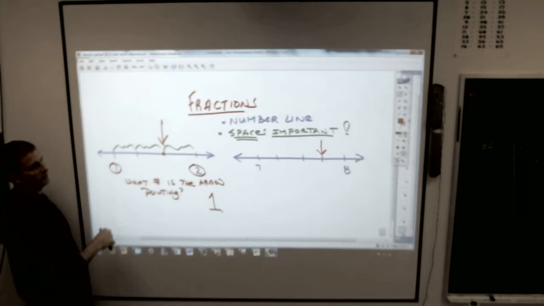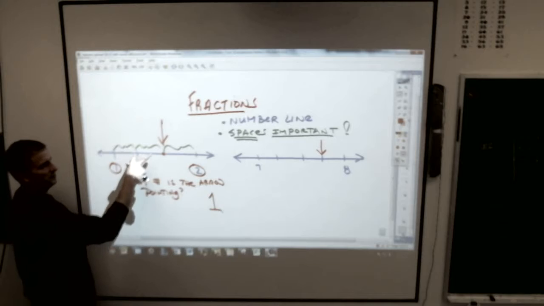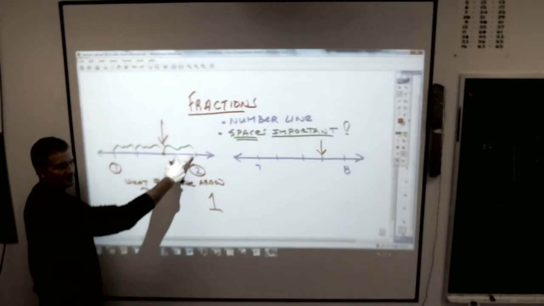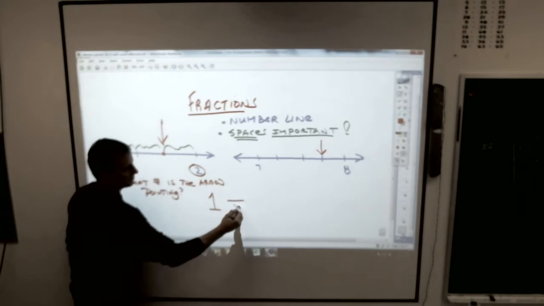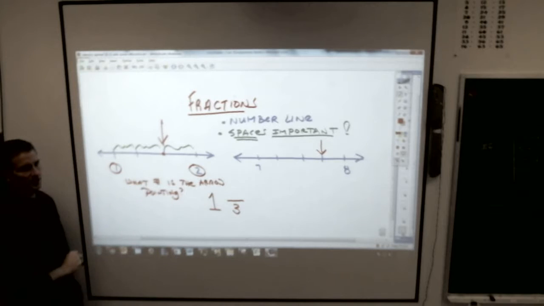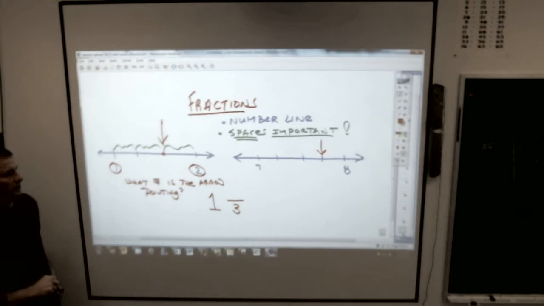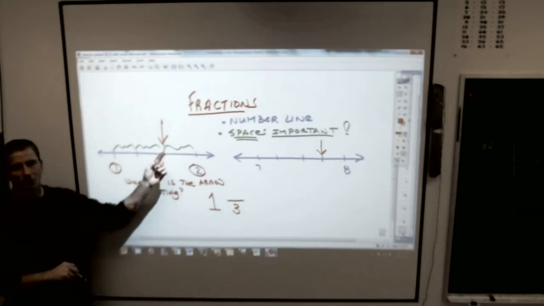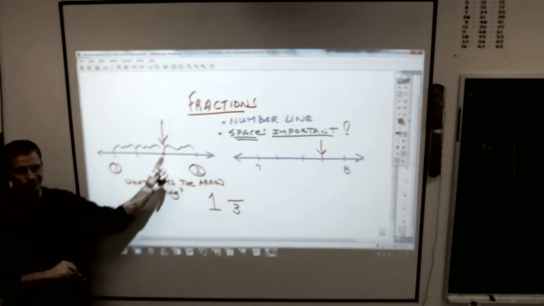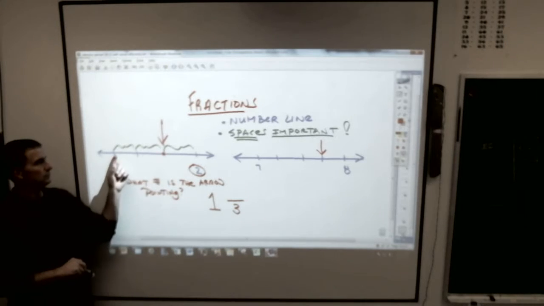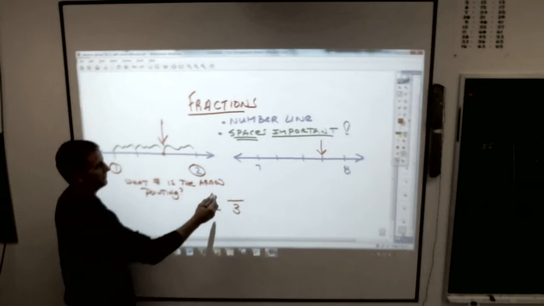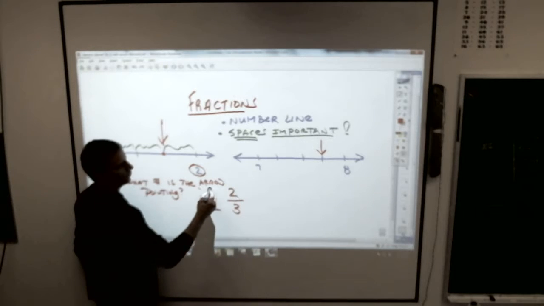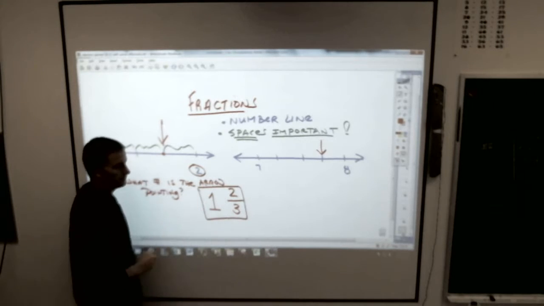Wow, you're my poster child for thinking about this, right? How many spaces were between 1 and 2? 3. That means the bottom of your fraction will be 3, because I cut between 1 and 2 into 3 equal parts. How many spaces over is my dot? 2. 1 space, 2 spaces, yeah. That arrow stands for 1 and 2/3.